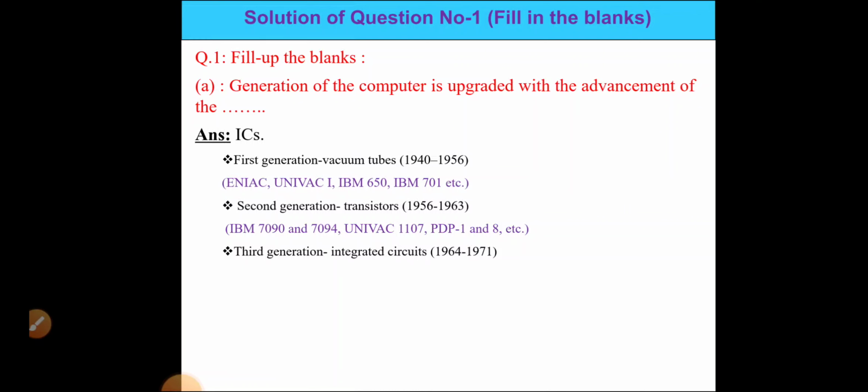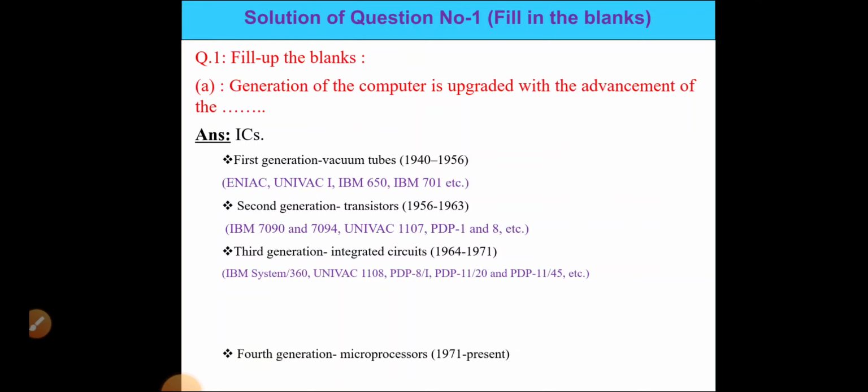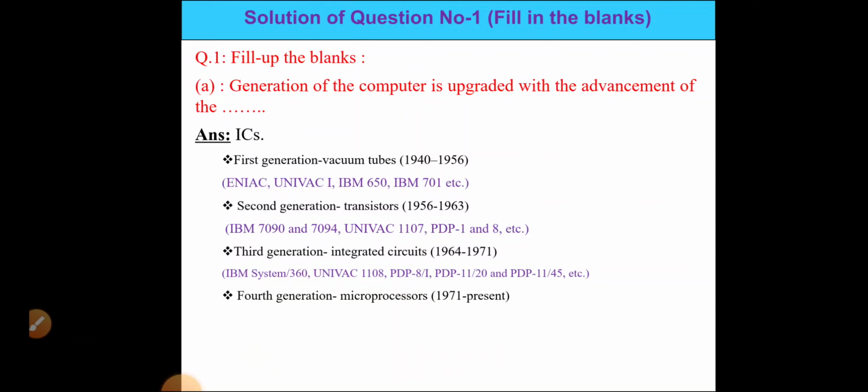From the third generation onwards, preference was given to the IC for the upgradation of computers. Here again IBM, Univac and PDP are the three companies that produced third generation computers. Next, see the fourth generation. Fourth generation computers are generally based on the microprocessor, because in a microprocessor any type of operation is possible.